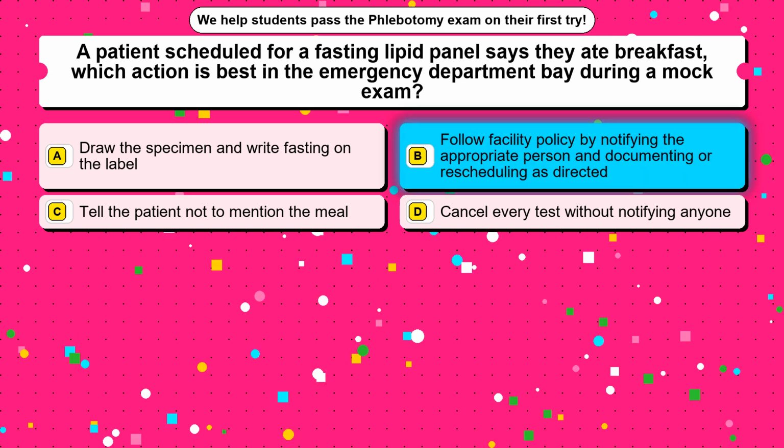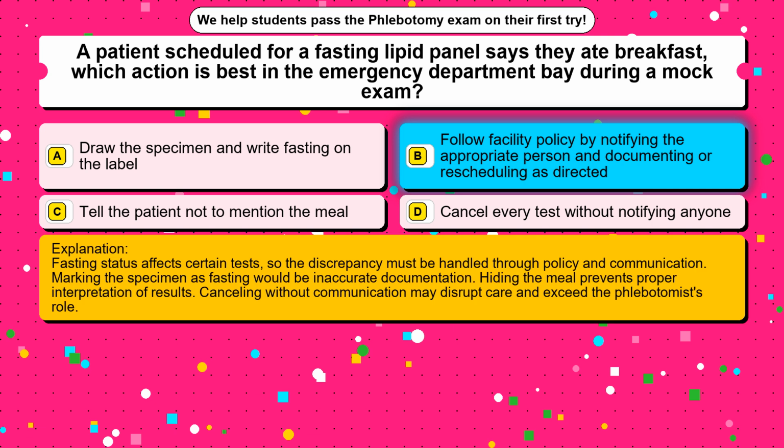The correct answer is option B. Follow facility policy by notifying the appropriate person and documenting or rescheduling as directed. Fasting status affects certain tests, so the discrepancy must be handled through policy and communication. Marking the specimen as fasting would be inaccurate documentation. Hiding the meal prevents proper interpretation of results. Canceling without communication may disrupt care and exceed the phlebotomist's role.